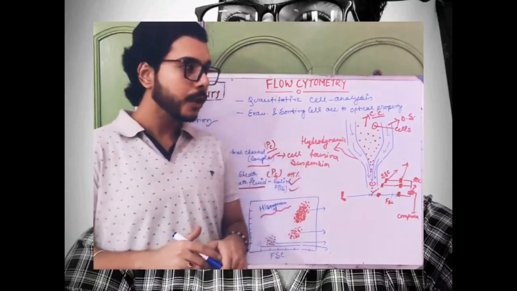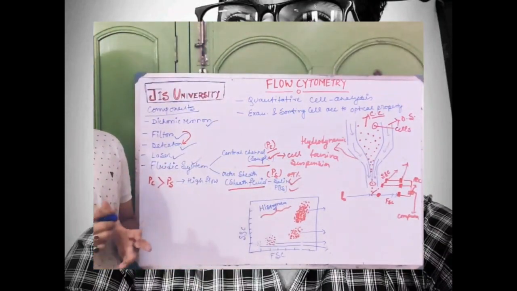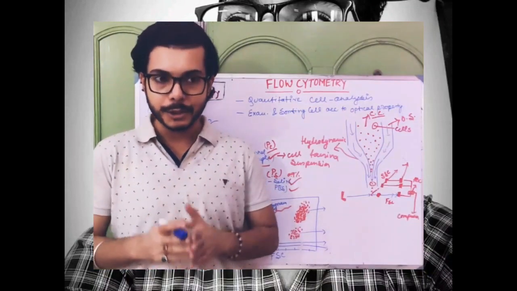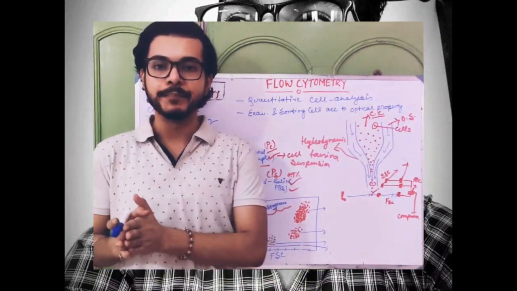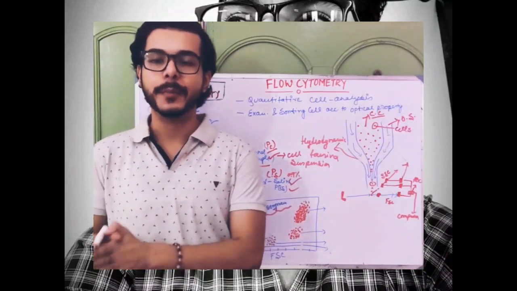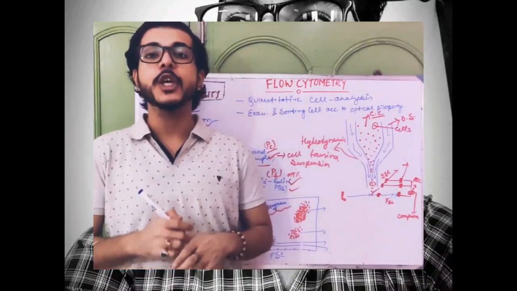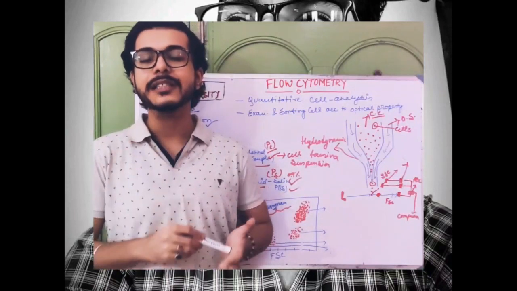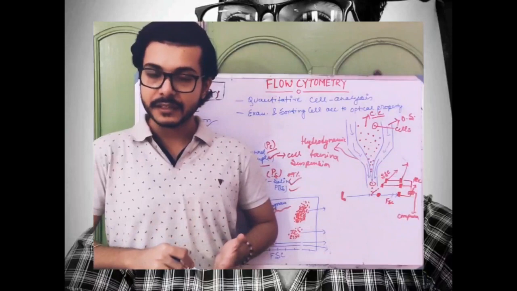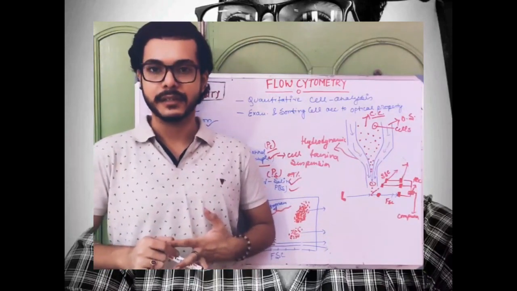So flow cytometry is basically a phenomenon where you can analyze a cell, or you can analyze the physical or chemical property of the cell. You can do the qualitative analysis of the cell. You can analyze its physical characteristics, you can analyze its chemical characteristics.